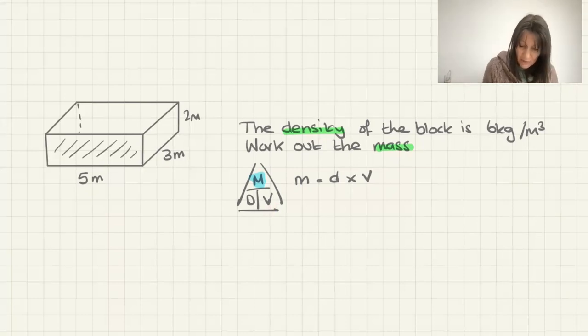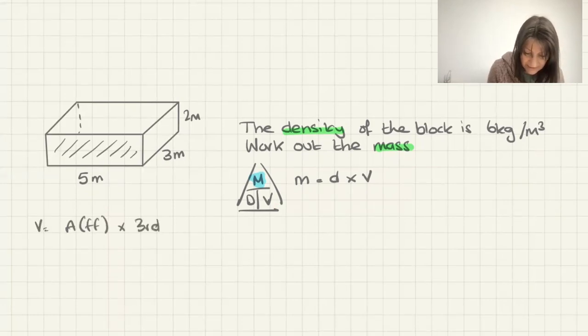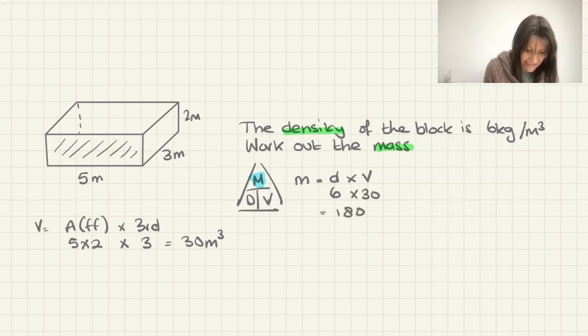So the volume is the area of the front face times by the third length. So I have got 5 times 2 for the front face, times 3. That is going to give me 30 meters cubed. If the density is 6 and the volume is 30, then the mass is going to be 180.